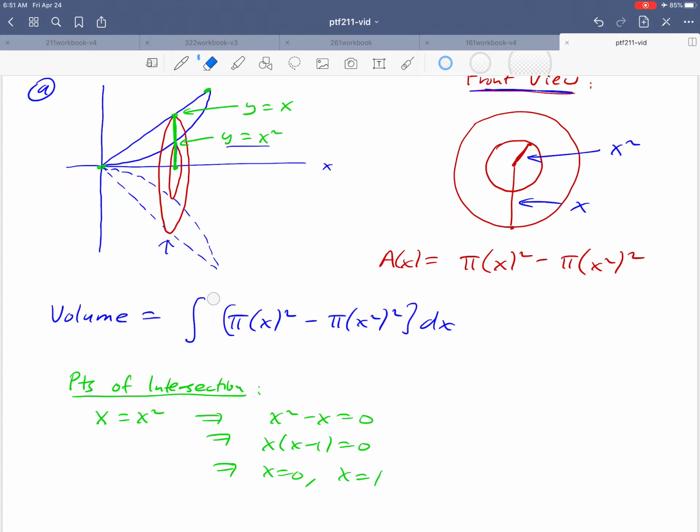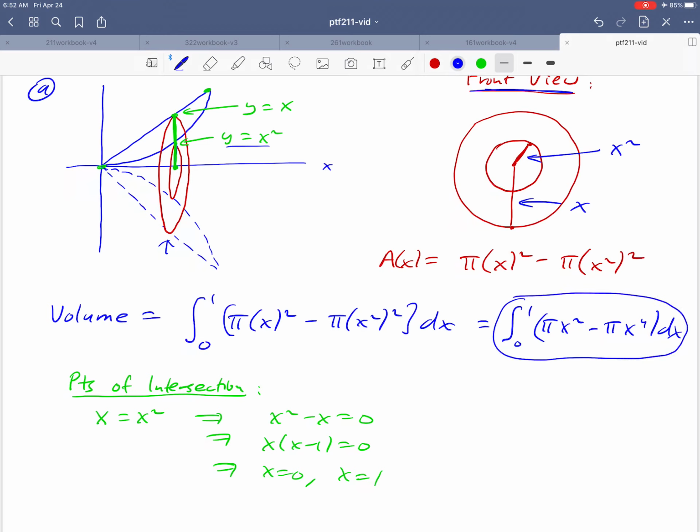Let's fill those in on our integral. And we're essentially done. They just asked us to set up this integral and not evaluate it. We could do a little simplification here. So pi x squared minus pi x squared squared is x to the 4th. And that integral then represents the volume that they were asking us for.